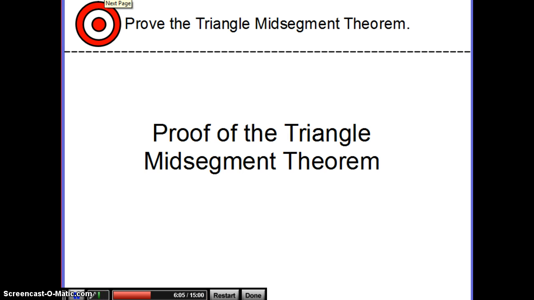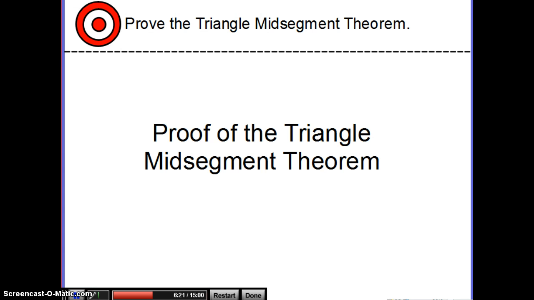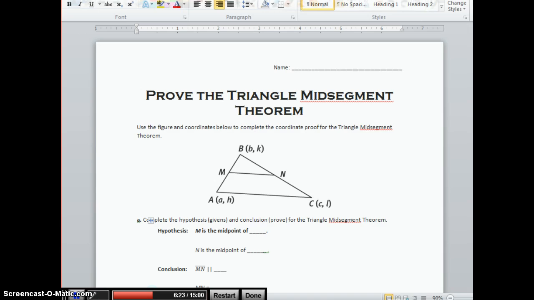So we were definitely wanting to satisfy this target, prove the triangle midsegment theorem, because what good is a theorem if we can't prove it, right? So you should have a worksheet in front of you called the proof of the triangle midsegment. It looks something like this, okay? So let me get my desktop annotate going on here. All right, so now I'm going to be able to work through this with you.